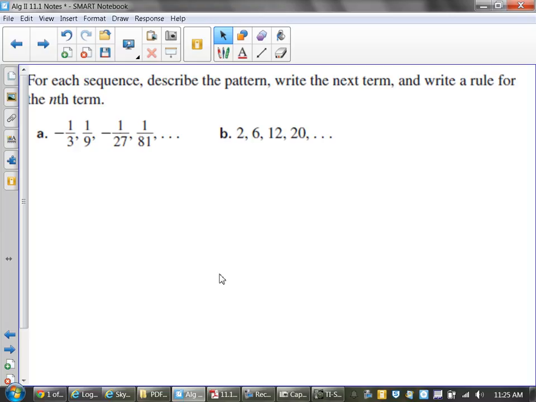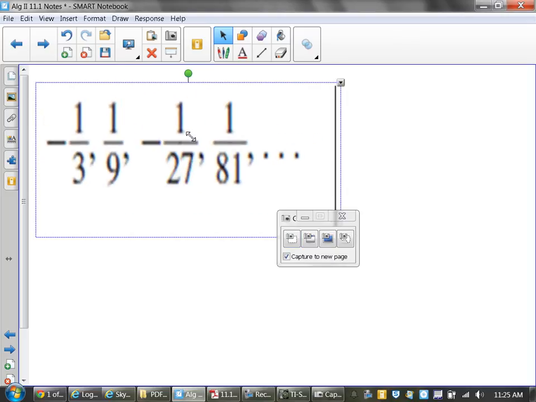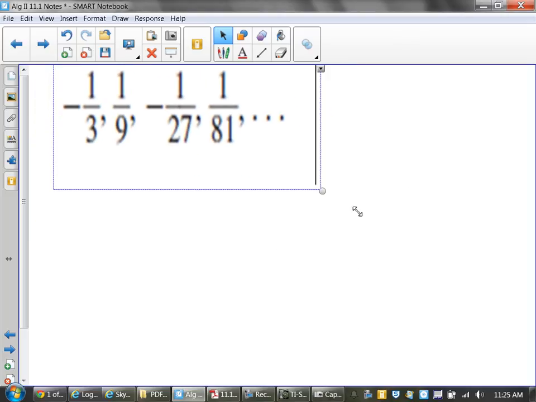So what I want to do here is look at these. Look at this first one. We'll do these in order. Take a look at what's happening here. You're going negative 1/3, positive 1/9, negative 1/27, positive 1/81.